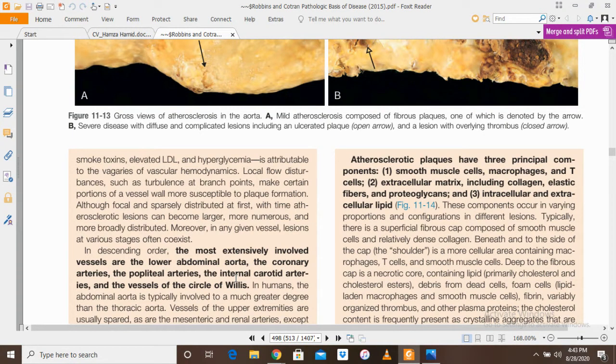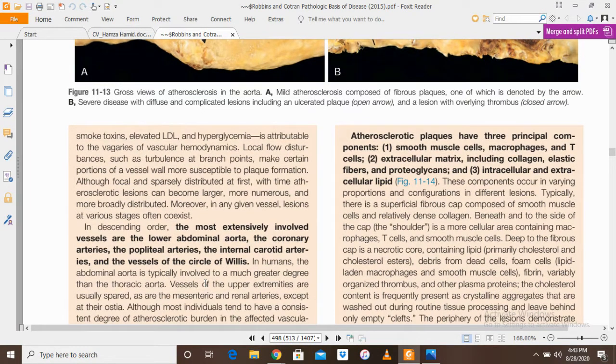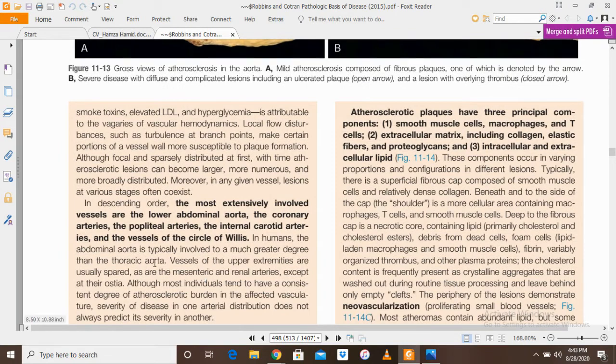the circle of Willis. In humans, the abdominal aorta is typically involved to a much greater degree than the thoracic aorta. Vessels of the upper extremities are usually spared, as are the mesenteric and renal arteries, except at their ostia. Although most individuals tend to have consistent degree of atherosclerotic burden in the affected vasculature, severity of disease in one arterial distribution does not always predict its severity in another. So that was the very important point.